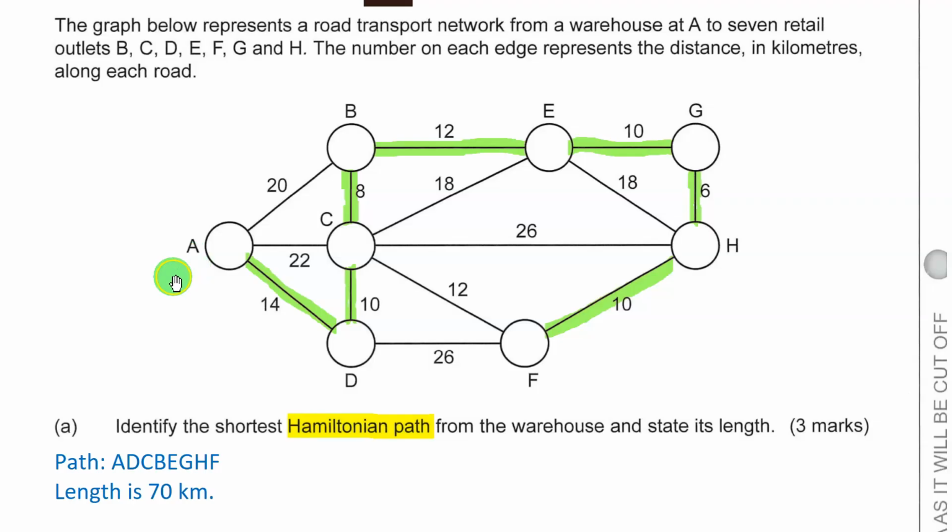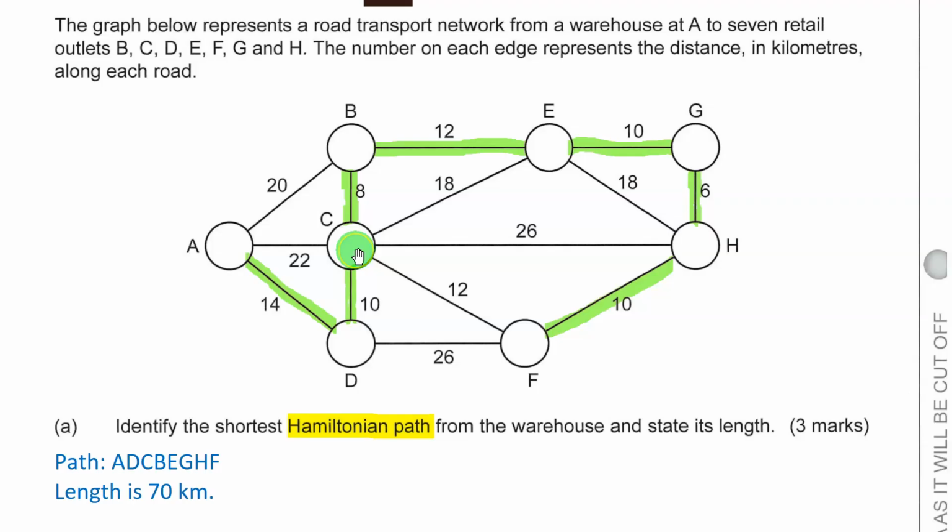So there's no real method for doing these, but for the shortest one, we could try something like the minimum spanning tree, looking at the numbers on the graph, starting from A, and see how that gets us going. If we start at A, we can go down to D for 14. That's the shortest way out. The next shortest edge is the 10 up to C.